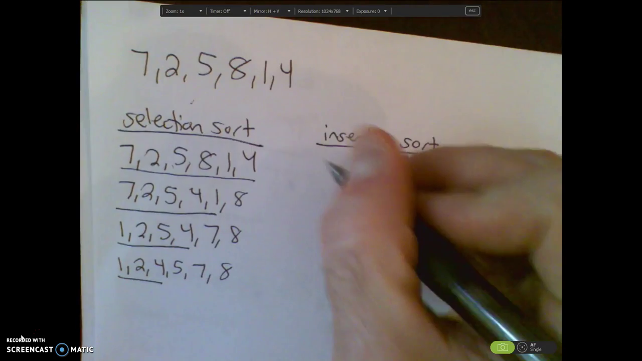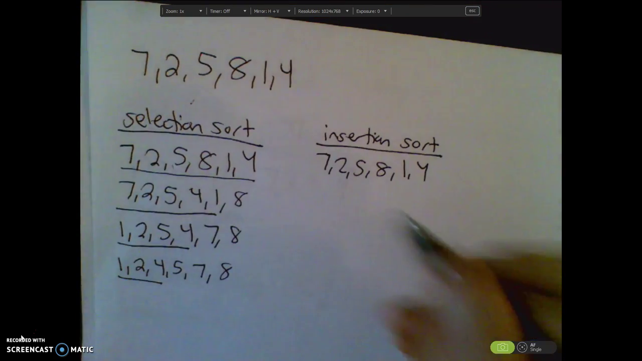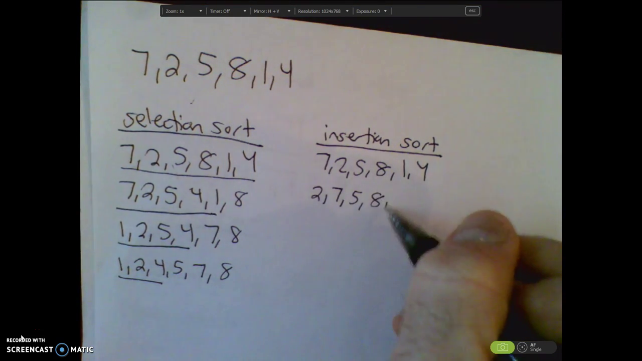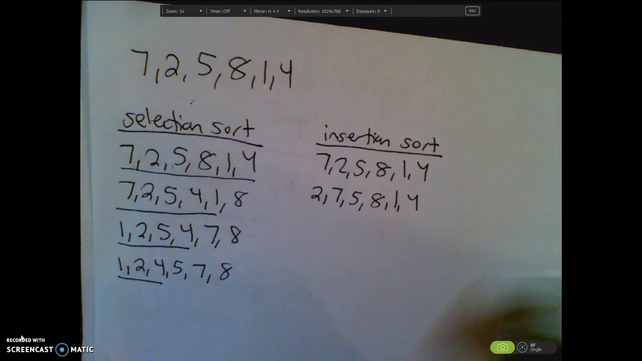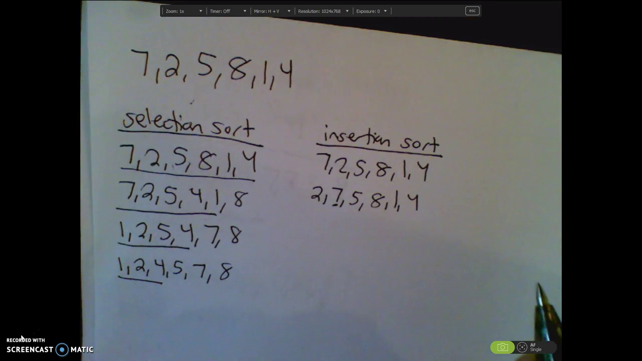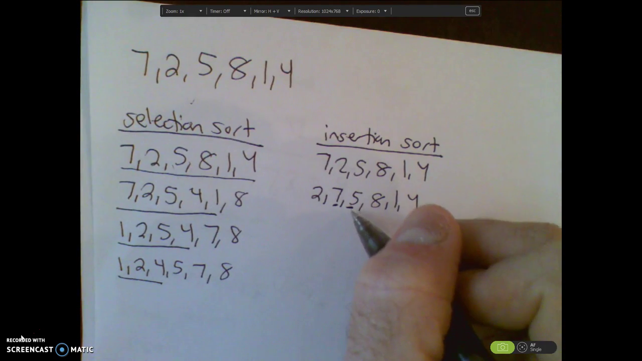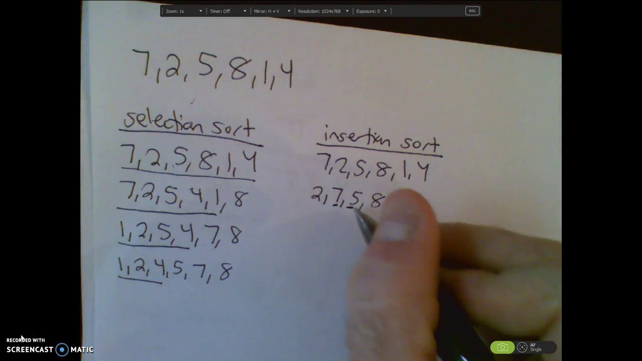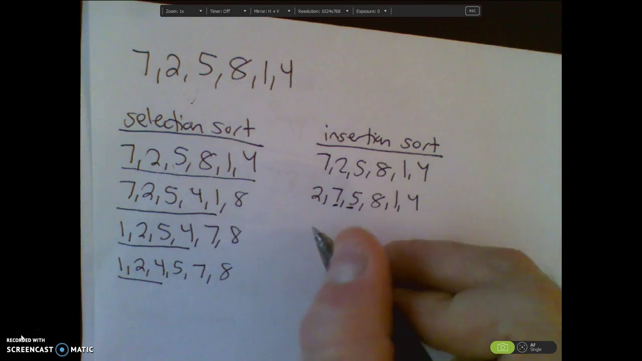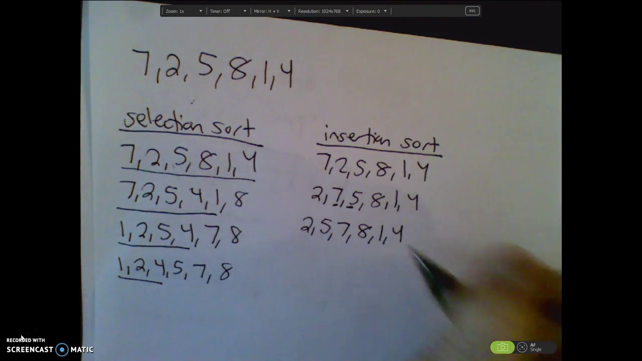So start off 7, 2, 5, 8, 1, 4. So 2 will move down until it's in the right position. So they just swap. 2, 7, 5, 8, 1, 4. Okay, so now we're at the next index, which is now 7. Or no, we're at the third, index 2, which is 5. 5 is going to move to the left until it is sorted. So it's less than 7, so it moves, but it's not less than 2, so it goes in between those two. So 2, 5, 7. The rest of the list stays the same.